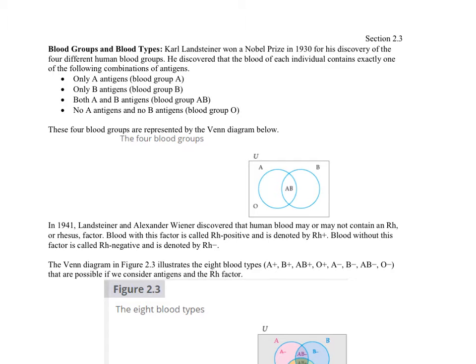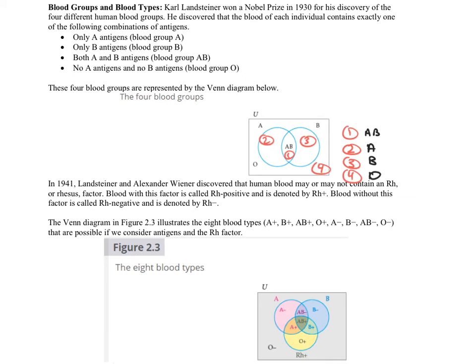Let me go ahead and region those out for you to make sure you understand what each one of those would be. Regions 1, 2, 3, and 4 using our overlapping sets. For region 1, that would be blood type AB. For region 2, that would be blood type A. For region 3, that would be blood type B. And then region 4 would be blood type O, neither A or B. So really, really cool there, okay? But it gets even better than that.